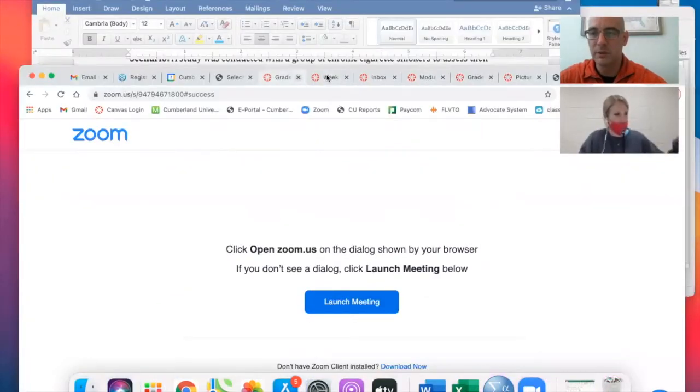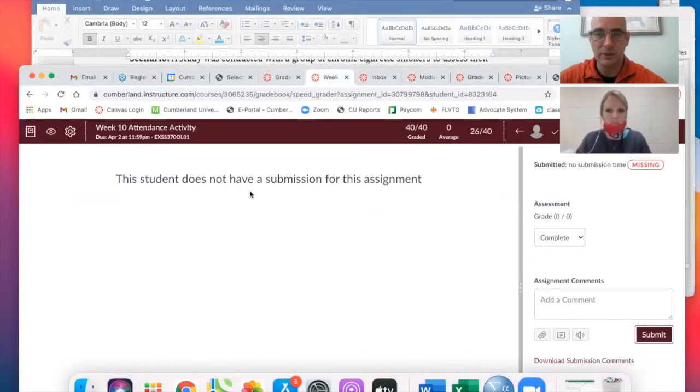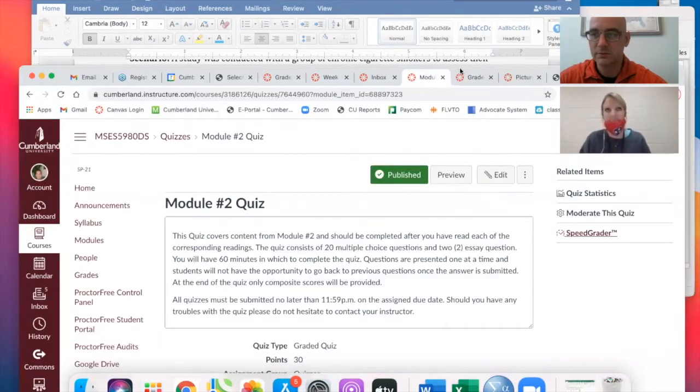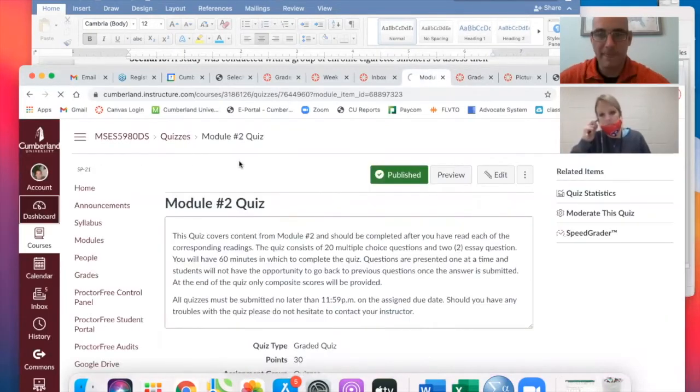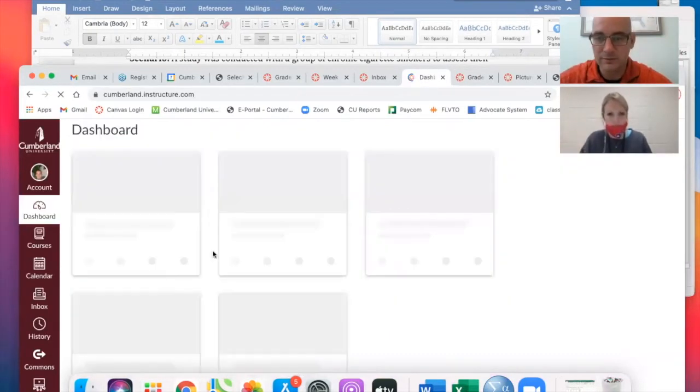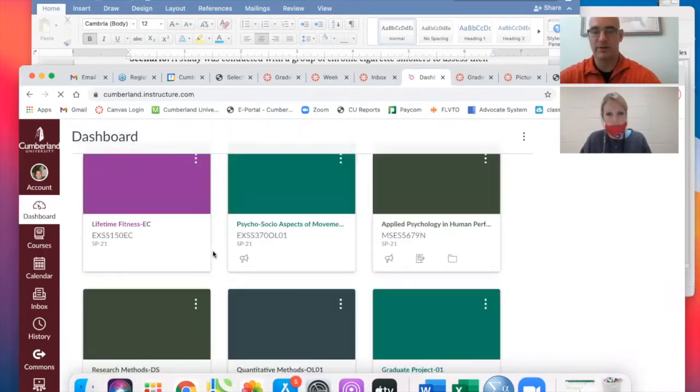Just pulled up week... that's the wrong class. Let me go back to my dashboard. Just a second. Get quantitative methods pulled up.